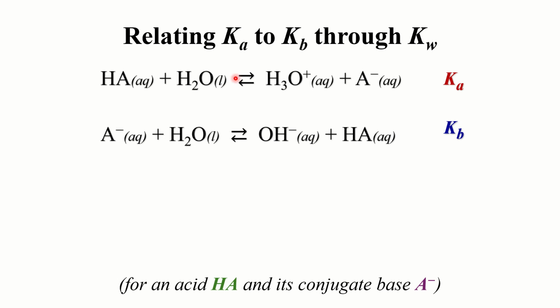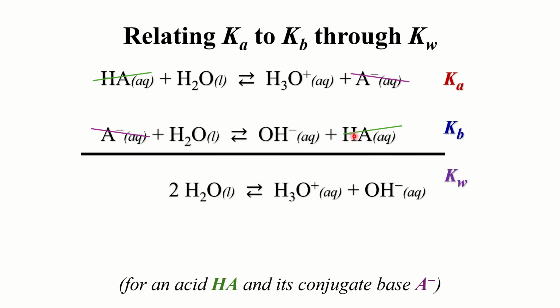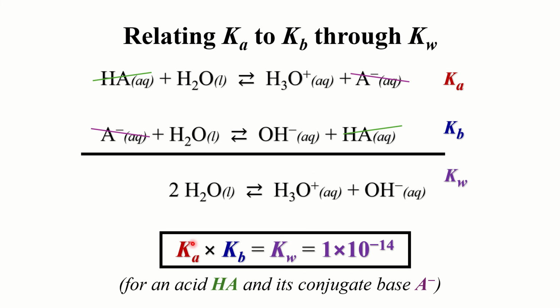So how can we relate Ka and Kb through Kw? Let's look at those two previous generic reactions we set up. HA plus H2O forms H3O plus and A minus, and then A minus plus H2O forms OH minus and HA. If you add these two reactions together, you'll find that the HA and the A minus cancel, which gives 2H2O forms H3O plus and OH minus, and we should notice here that this is the Kw expression we defined in the first half of this lecture. And so what this means is Ka times Kb equals Kw, which is 1 times 10 to the negative 14th.